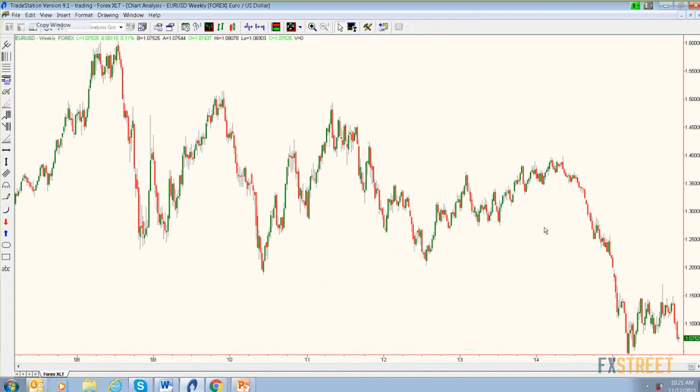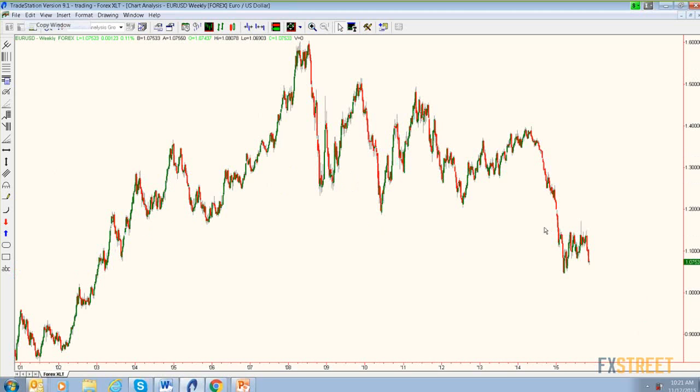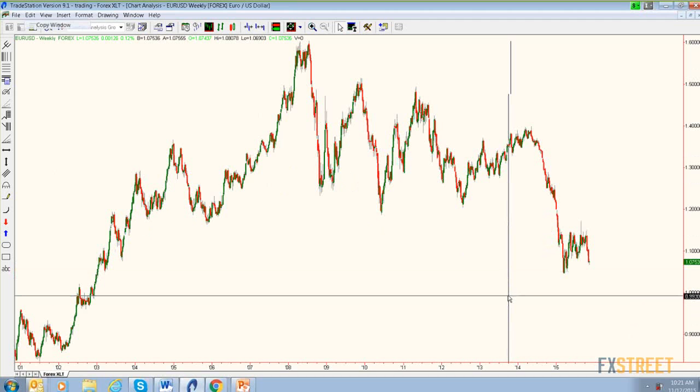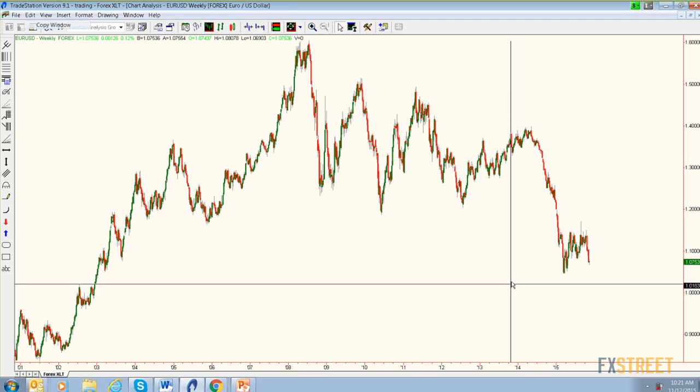Quick peek at the weekly there. It's important to know where you're at on the weekly, though. You can see on the weekly, you really don't have much till quite a bit lower.